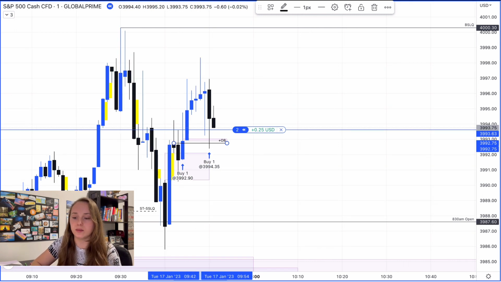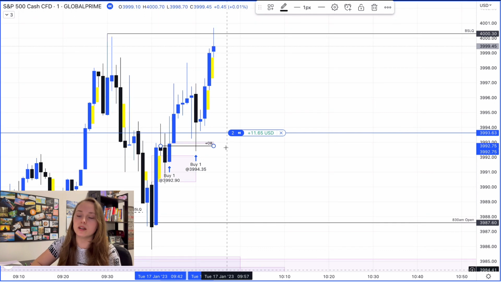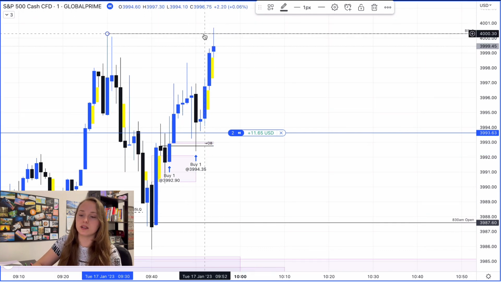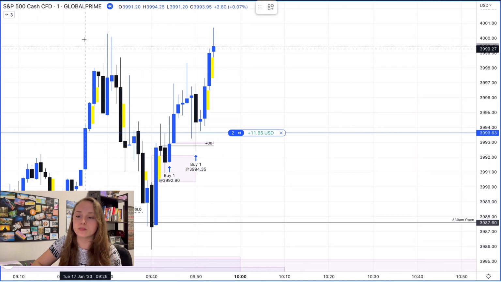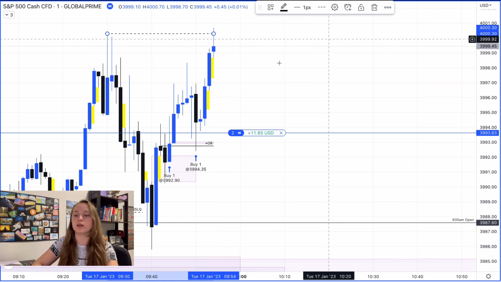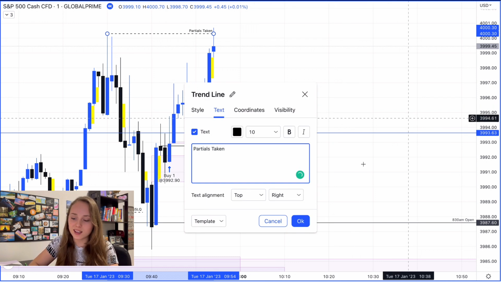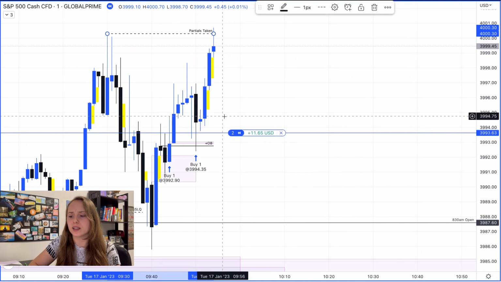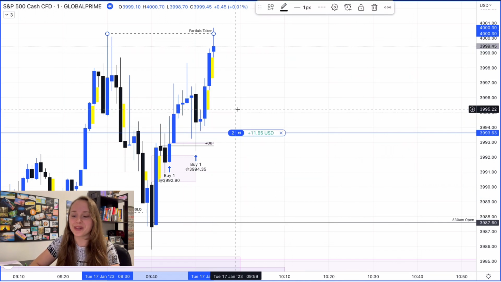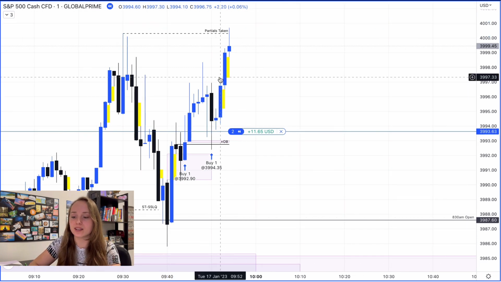So then we're gonna keep going. Boom, nice push up. And there you go. It takes out this first short-term buy-side liquidity. This would be where you'd want to take partials. So you take partials there. Partials taken. I don't know how to take partials, so you'll just have to go with it on this. So partials taken. Nice big push up.